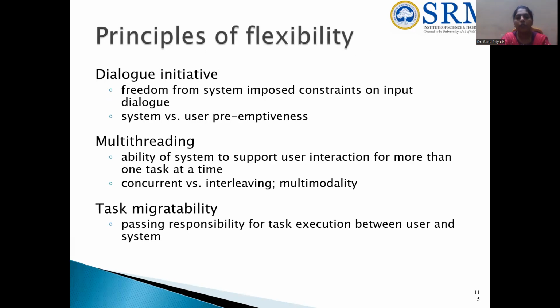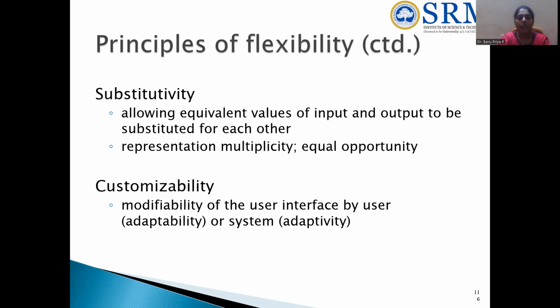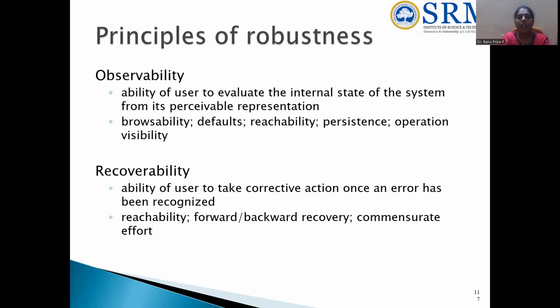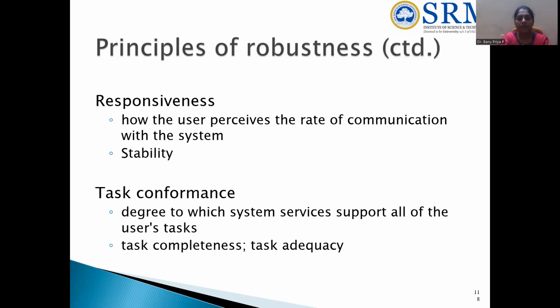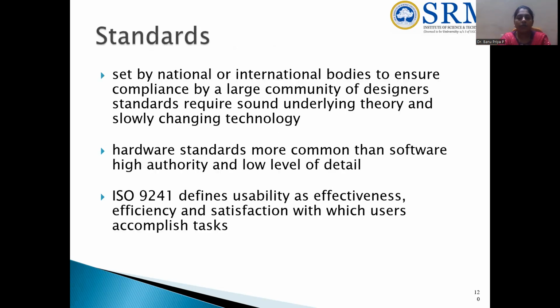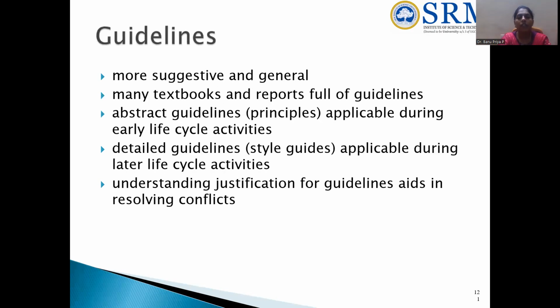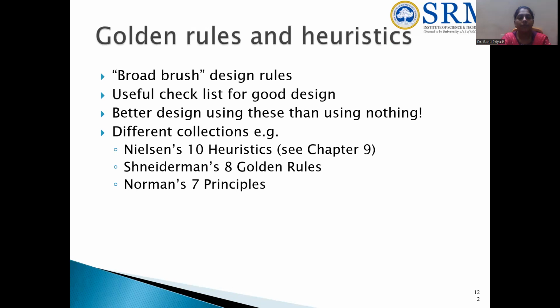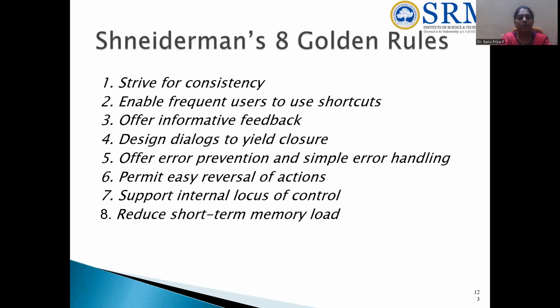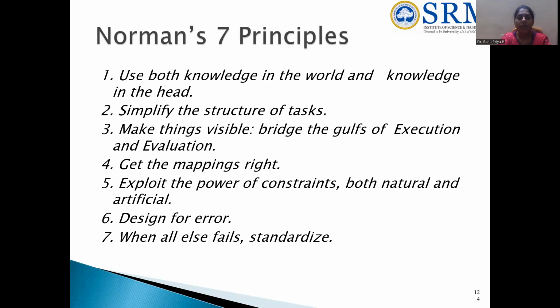All these are the principles of flexibility: dialogue initiative, multi-threading, and task migratability. Even customizability. All these are the principles of robustness: observability, recoverability, responsiveness, task conformance. Standards are to be maintained. As already discussed, we have to maintain the ISO 9241 standard for usability. Norman's seven principles.